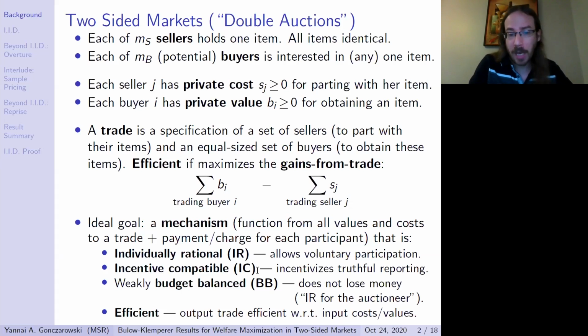It should be incentive compatible, meaning that it should incentivize truthful reporting. Your utility should always be highest when you're telling the truth, when you're reporting your actual value or cost. It should be weakly budget balanced, meaning that the mechanism does not lose money. We don't mind if the mechanism makes money, but it should not lose money. You can think about this as individual rationality for the auctioneer. And finally, beyond these feasibility constraints, we wish for it to be efficient, meaning that for any profile of costs or values, it outputs a trade that maximizes the gains from trade.